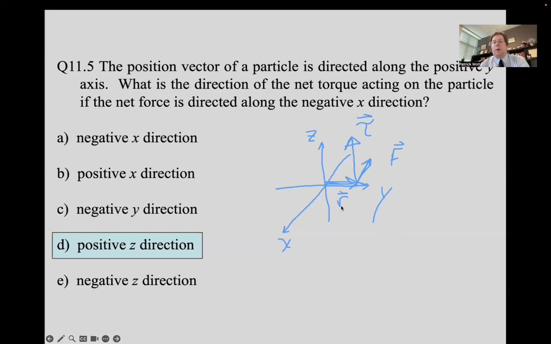All right. Position vector along positive y, force along minus x, r cross F. My thumb is pointing parallel to the z-axis, so I have a torque that's along positive z.